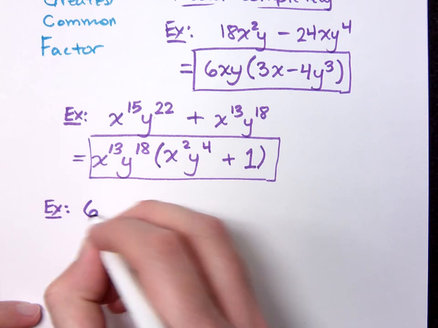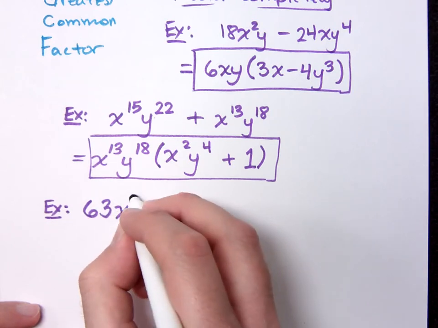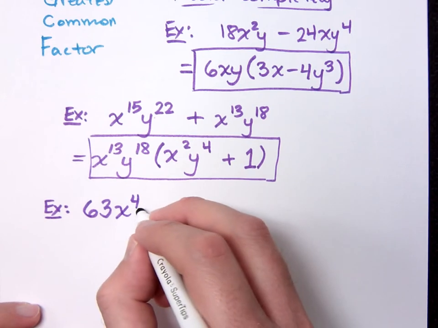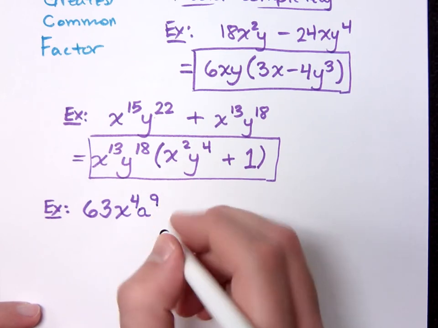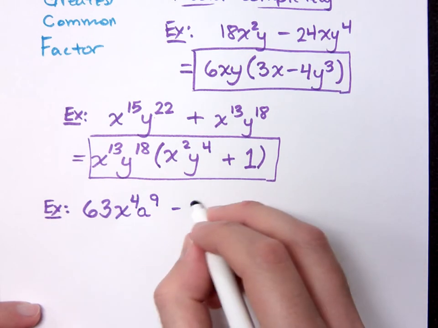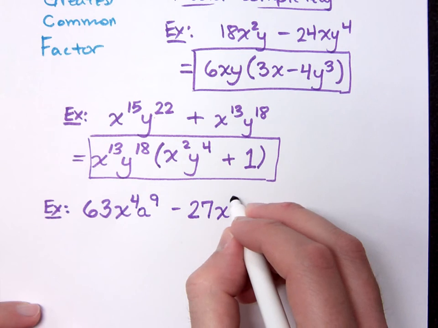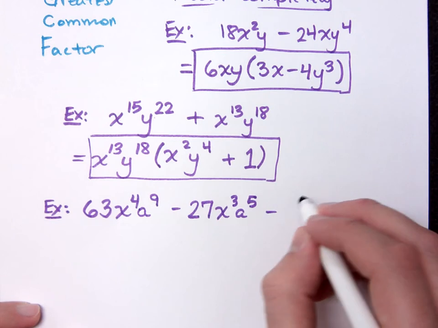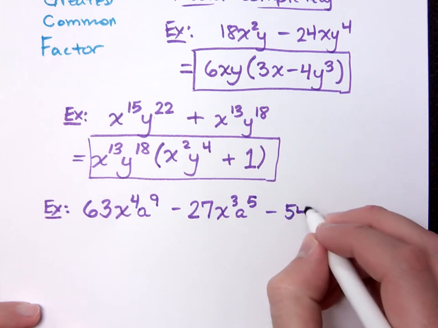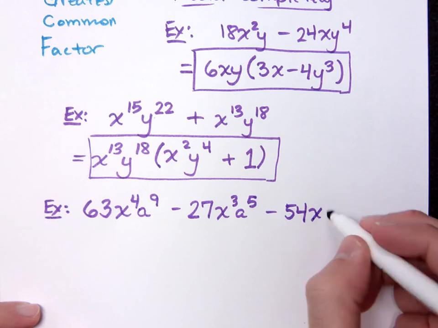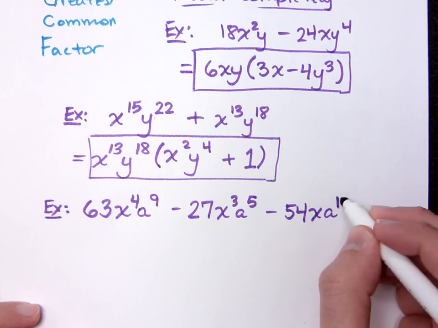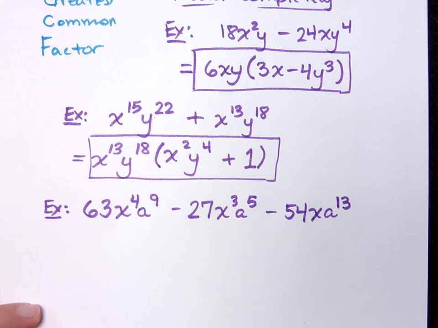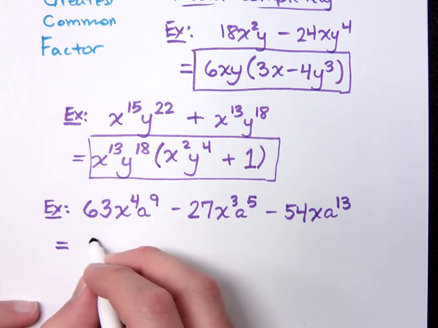How about we do 63 x to the 4th, a to the 9th, minus 27 x to the third a to the fifth minus 54 x a to the 13th. GCF is greatest common factor, so 9 goes into all of these.